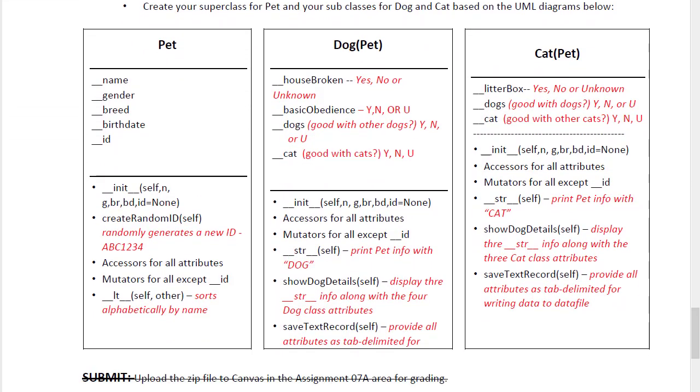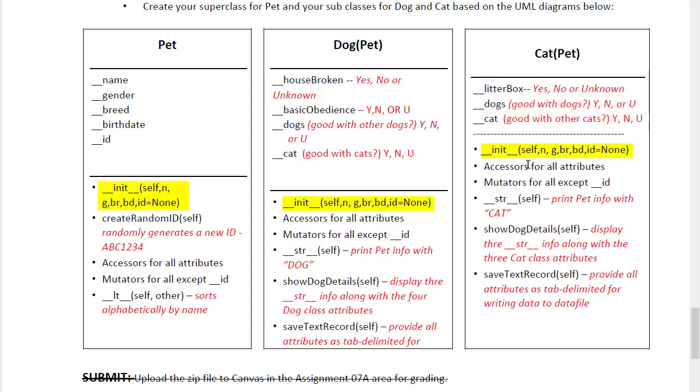Here are the UML diagrams for the three classes we're going to create. The pet class will contain the name, the gender, the breed, the birth date, and the ID of the pet. That's going to be common between dogs and cats. But dogs have some special things that cats don't have. Are they housebroken? Do they know basic obedience commands? Are they good with other dogs? Or are they good with other cats? The cat, on the other hand: is it litter box trained? Is it good with dogs? And is it good with other cats?